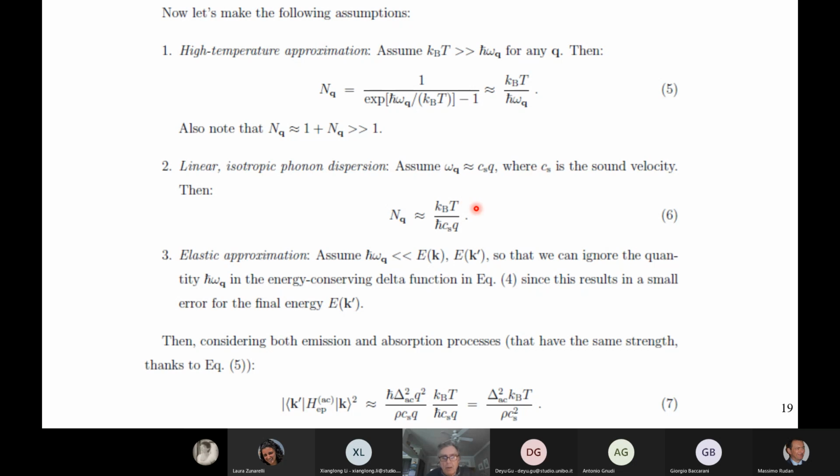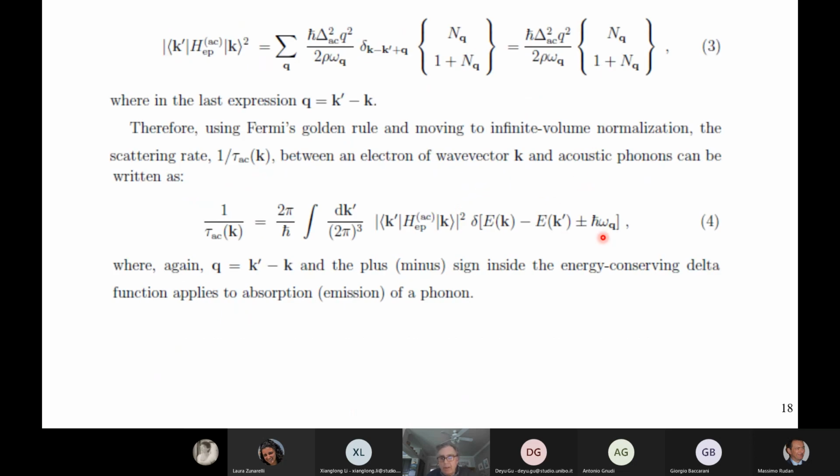You pick whatever value you wish. So we can represent the n_q as kT divided by ħ c_s q, having simply replaced omega_q with this expression. And finally, we have to deal with the fact that we have an integration over the delta function. There's a q coming in here.